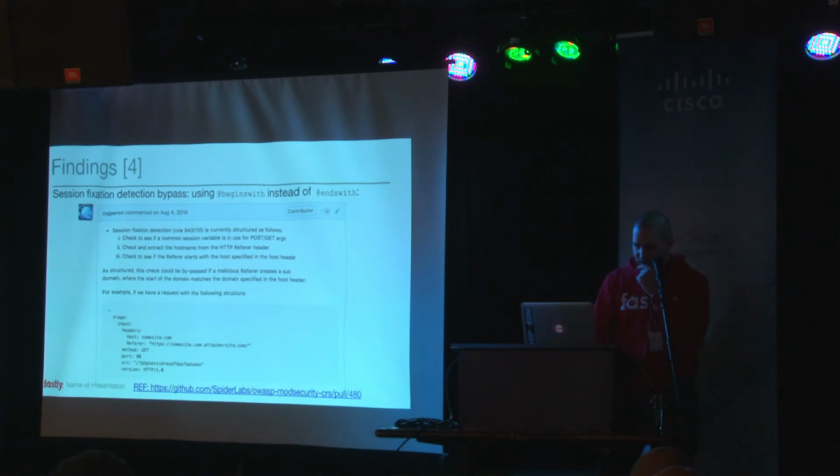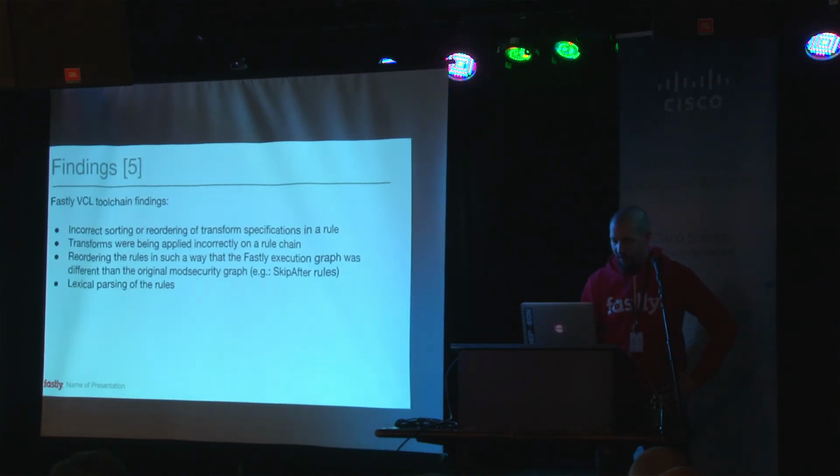And then it extracts the host name from the HTTP referrer header and compares it against the actual host header. In this case, the wrong operator was being used. It was using begins with when it should have been using ends with. So as you can see in the actual referrer, all somebody needed to do to bypass that was prepend the target site to a subdomain on a domain that they controlled. So again, that was literally a fix of just using ends with instead of begins with.